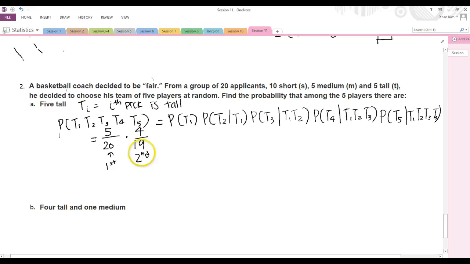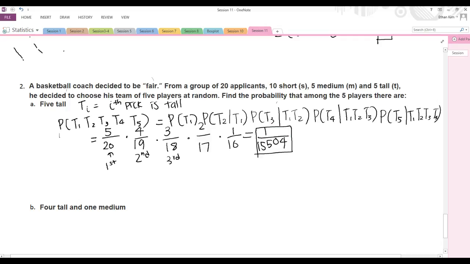So this is the second trial, and so on and so forth. Now that we chose 2 tall players, we're going to have 18 of them, and we only have 3 tall people left. And now that we chose 3 tall people, we only have 17 left with 2, and lastly 16, right? So if you cancel this out and simplify this, you get 1 over 15504. So this is the answer.